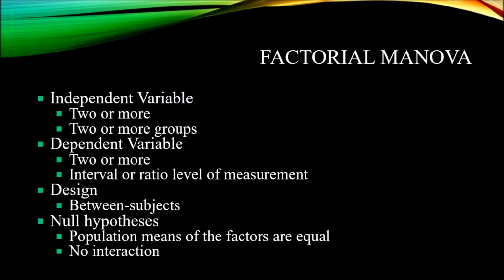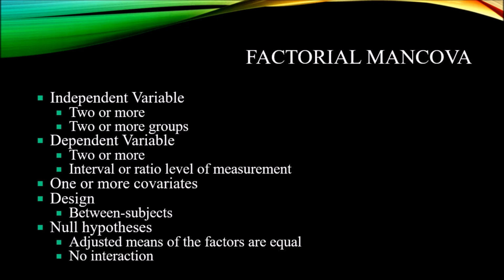This is used for between subjects designs, and you have null hypotheses here for factorial MANOVA. The population means of each factor are equal, so again factor 1 are equal, factor 2 are equal, and you don't have any interaction between the factors, between the independent variables. So in this case there'd be no interaction between gender and treatment.